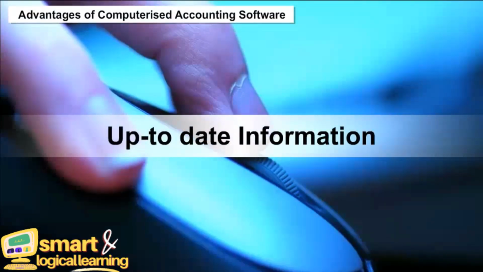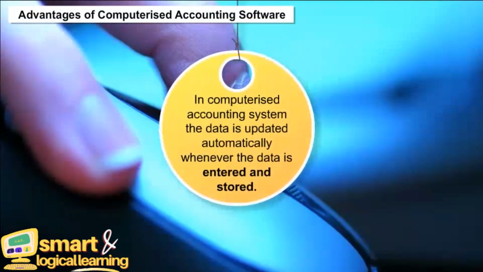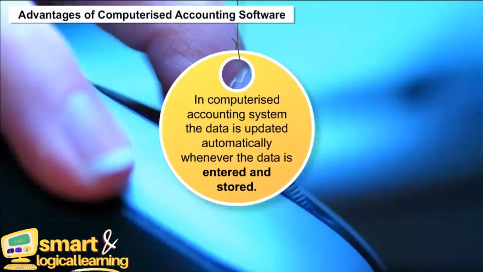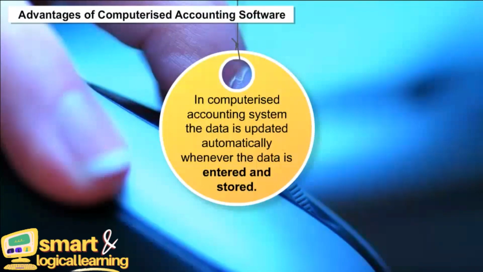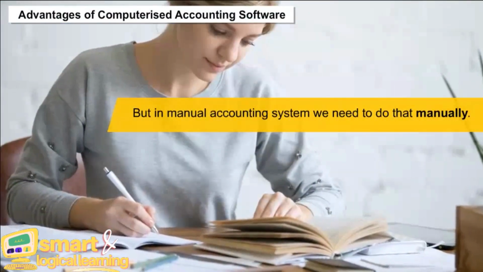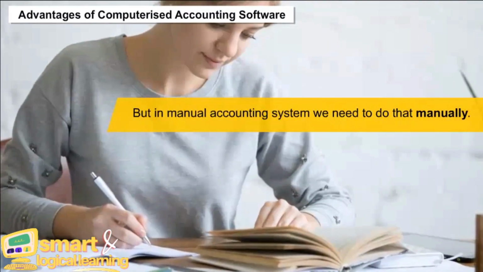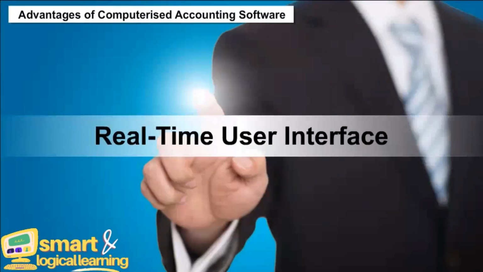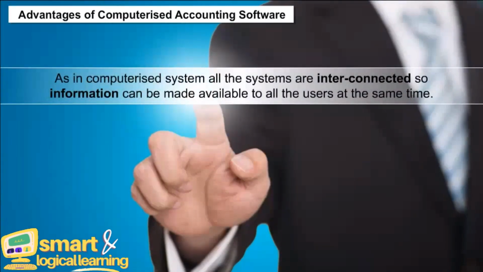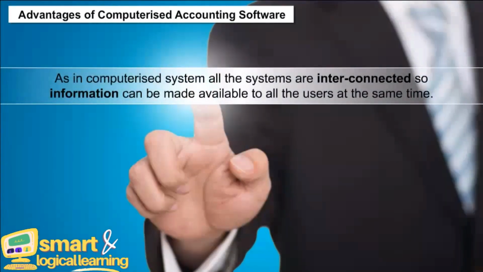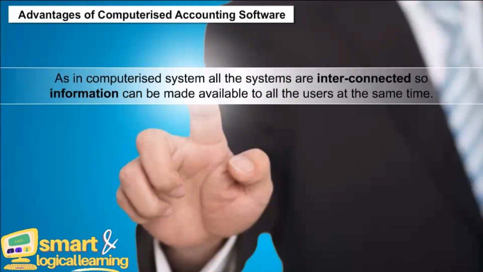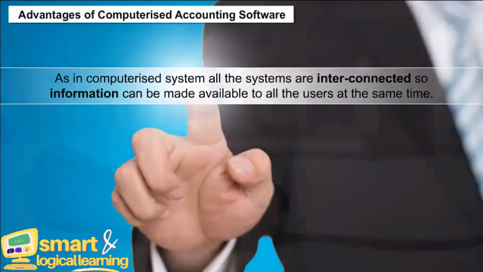Up-to-date information. In computerized accounting system, the data is updated automatically whenever the data is entered and stored. But in manual accounting system, we need to do that manually. Real-time user interface. As in computerized system, all the systems are interconnected, so information can be made available to all the users at the same time.